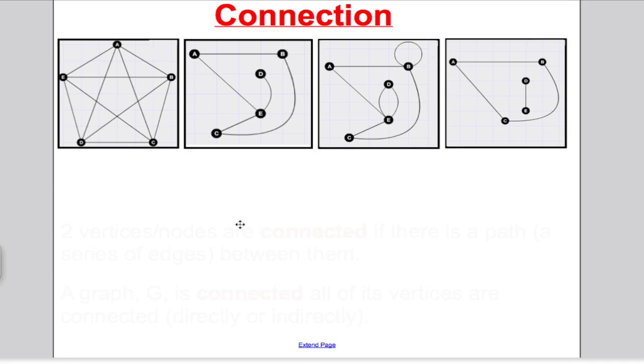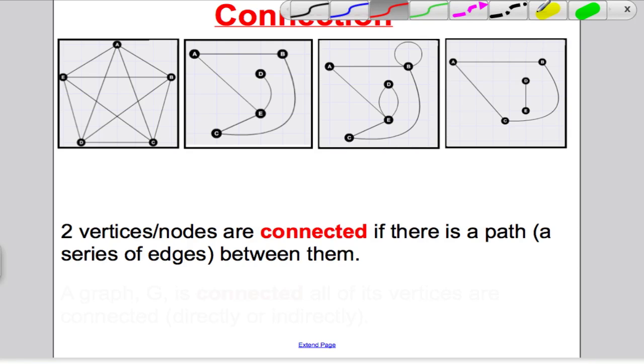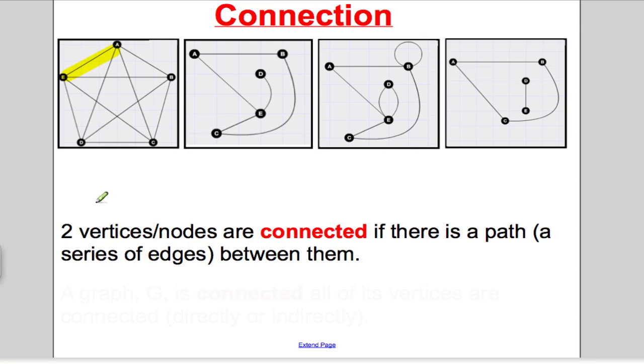Well, the first thing I'm going to do is tell you that two vertices or nodes are connected if there is a path or a series of edges between them. Okay? Now, let's say what I mean here. Let's say, is A connected with E? Well, yes. There's a way to get from A to E. Is A connected to C? Yes, because I can go directly. In fact, everything is connected to everything else in this graph directly.